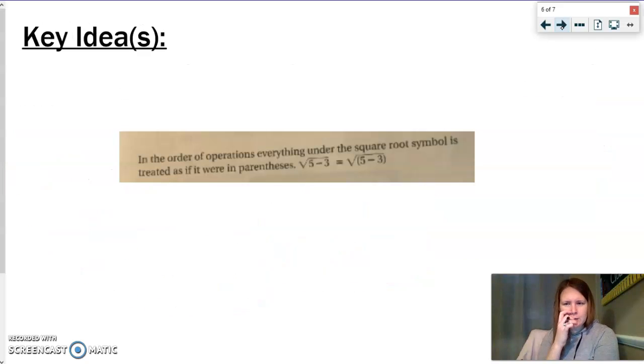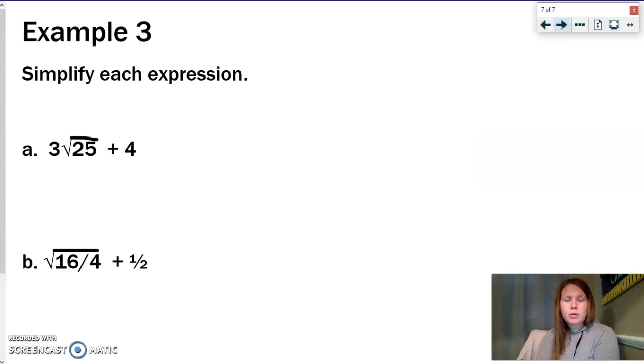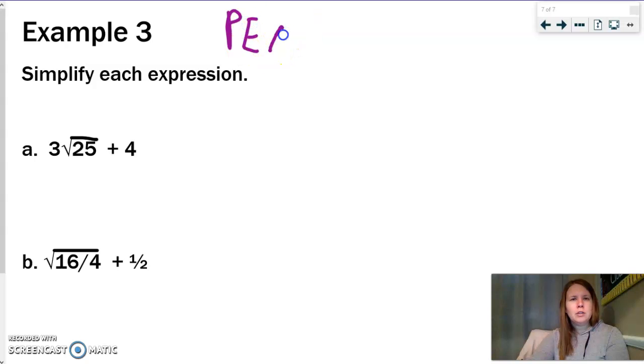I think we have one more example to get through. So let's take a look at these ones. It says, in the order of operations, everything under a square root symbol is treated as if it was in parentheses. So anything under a square root is an operation that I need to do before I can do something else. So it's a lot like a parentheses or part of that parentheses operation. So we are going to simplify each expression, and they talked about your order of operations, so we are also going to use the order of operations.